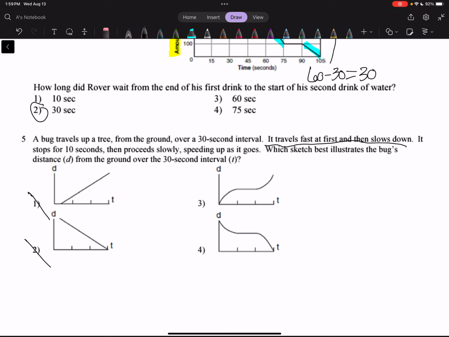I am starting at the ground, and then I'm going up the tree. I'm looking for the distance from the ground. If I'm looking for the distance from the ground, my x-axis has to be the ground. I'm getting further away from the ground, not closer to it. 3 is my answer.